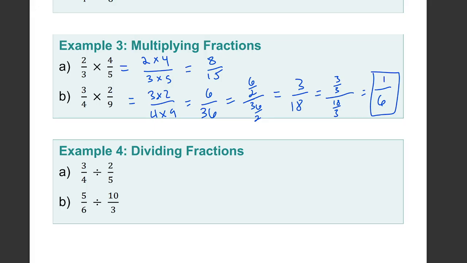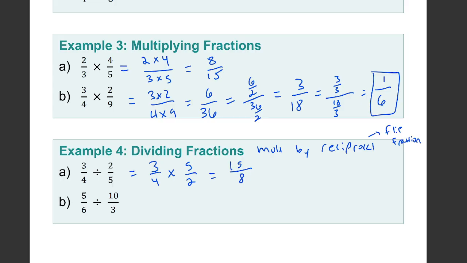Now, when dividing fractions, you're actually just going to multiply by the reciprocal. And all the reciprocal is, is flip the fraction. So if I have 3/4 divided by 2/5, that is actually 3/4 times 5 over 2. I've just flipped the 2/5 into 5 over 2. And now it's just the straight ahead 15 over 8. That's it. There's no more reducing there.